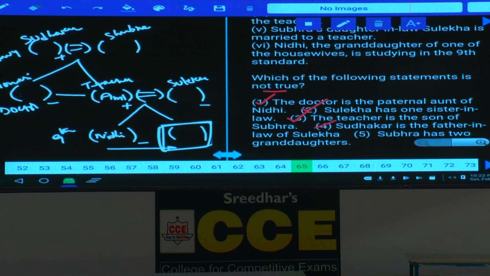And Subra has 2 granddaughters. Is it definitely true? Subra has 2 granddaughters. Okay, it can be true or can be false. Hence, we cannot say that it is definitely true, isn't it? And if the question were like this: which of the following can be true, then if it is given like this, can be true. The first 4 cannot be false even in a single case. The first 4 are definitely true, and the 5th one can be false.